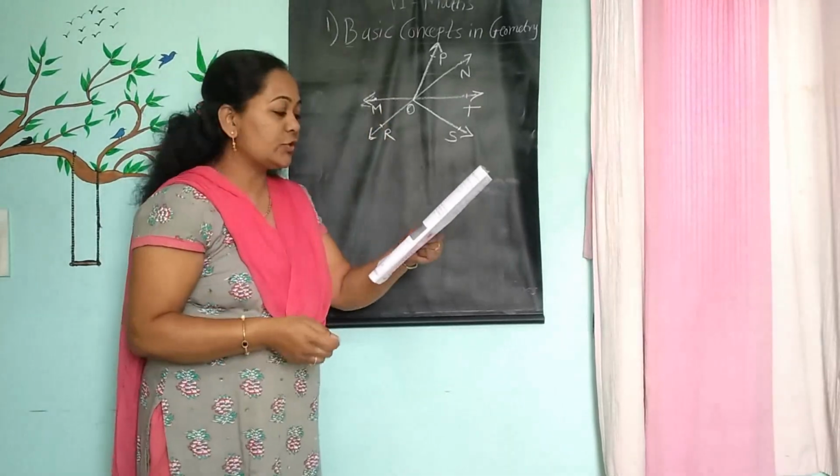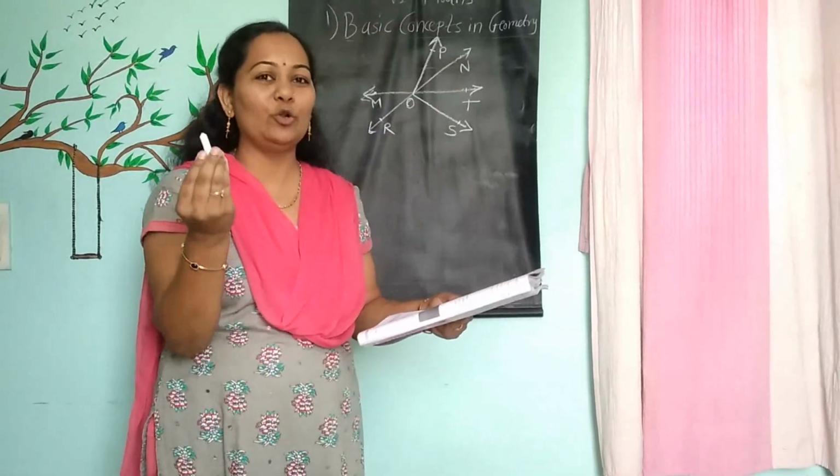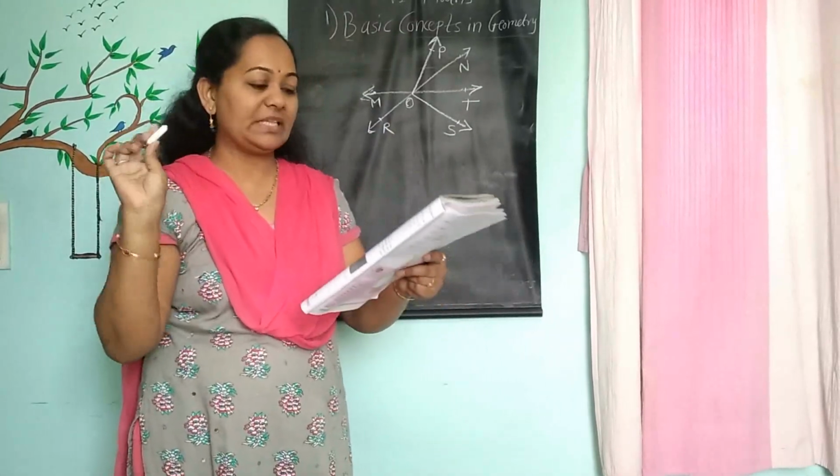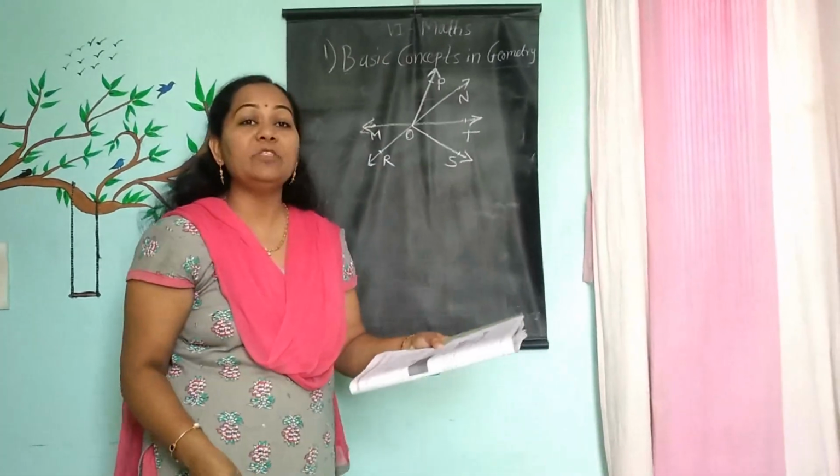So dear all students, here is our diagram of first question. I drew the diagram by hand only, but you please use a scale and pencil. First question is: look at the figure alongside and name the following.